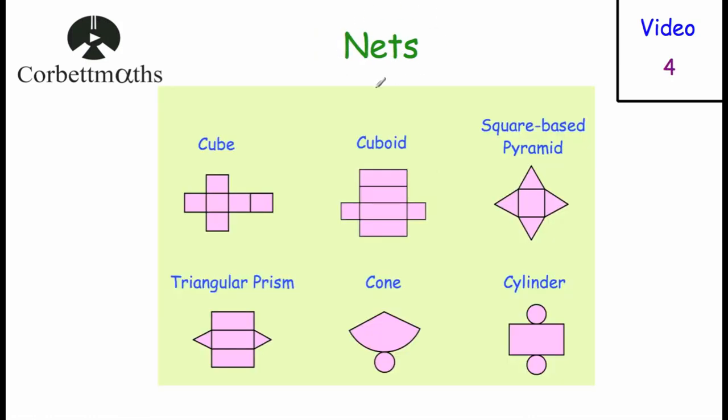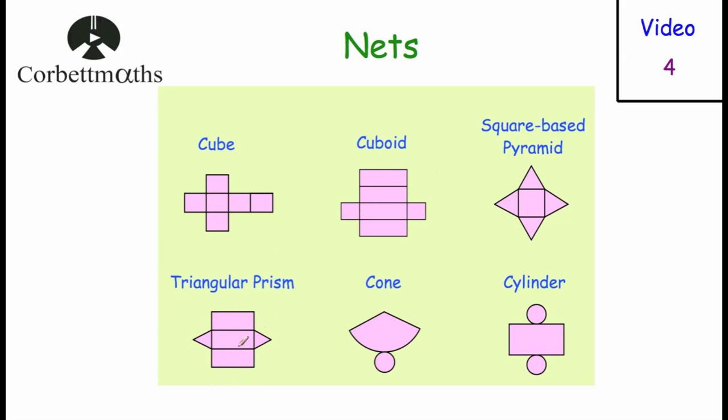Okay, it's also important to know what nets are, and this is the Corbettmaths revision card on nets. So here are the nets of 6 3D shapes. So you've got your cube, the net of the cube, so it would fold round, and then the two sides would fold up, so that would be the net of a cube. So here's the net of a cuboid. The net of a square base pyramid, so this square would be the base, and then the 4 triangles would fold up to meet at a point.